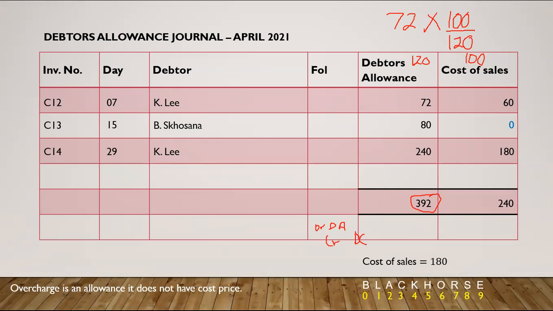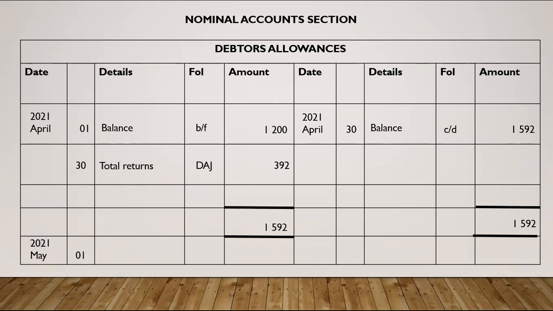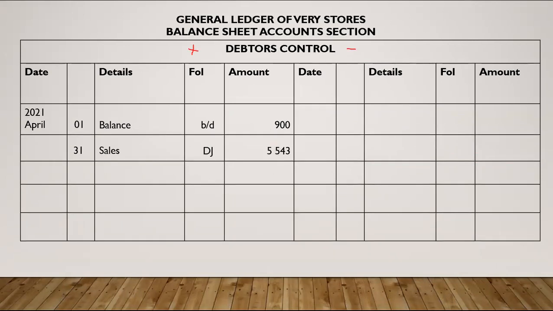So that 392, I'm going to record it on the debit side of debtors allowances, and I might as well write total returns there, DAJ, and just balance it off. Please note that we will balance it off every month. But at the end of the year, we're going to close it off against sales. You will learn about that when you get to grade 10. And then we're going to go to our debtors control and just record it on the credit side of our debtors control, which is 392. Done.